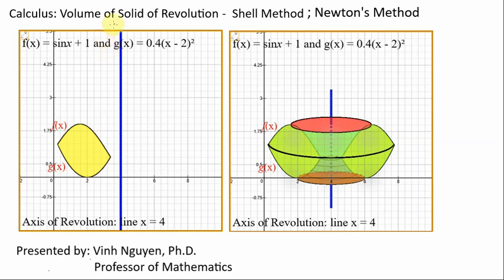This video is on solid of revolution and then using the shell method to find the volume of the solid of revolution. Here I have two graphs, the graph of sine of x plus 1, which is this one, and then the graph of 0.4(x minus 2) squared, which is this one. To find the points of intersection right here and right here, we're going to use what's called Newton's method. And so if we revolve this region right here around the line x equal to 4, then this is what the solid of revolution will look like.